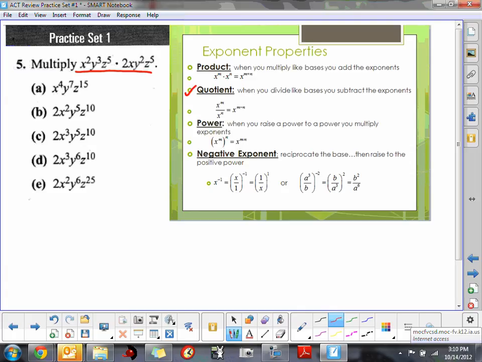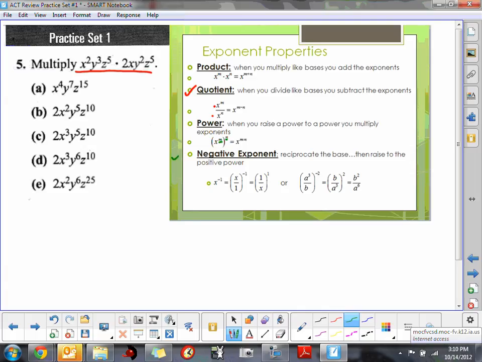Just to mention, we also have a quotient rule: when you divide like bases, you subtract their exponents. So the like base is x and x, you take their exponents and you subtract them. We have a power rule. The power rule is when you raise a power to a power, or an exponent to an exponent. So you can see that m is raised to the m. That's when you multiply. It's called your power rule.